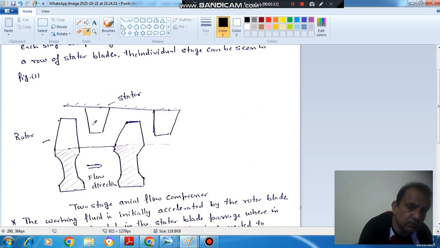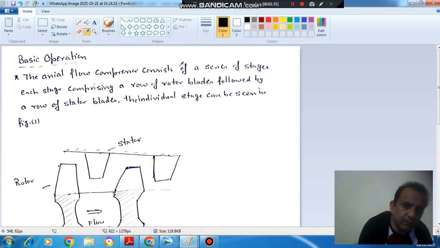So this is the basic operation of the axial flow compressor. It is almost the same as that of the centrifugal compressor, but with one difference. Here the flow takes place in the axial direction, and there are many stages. So I will read it and explain each and every point whenever needed.